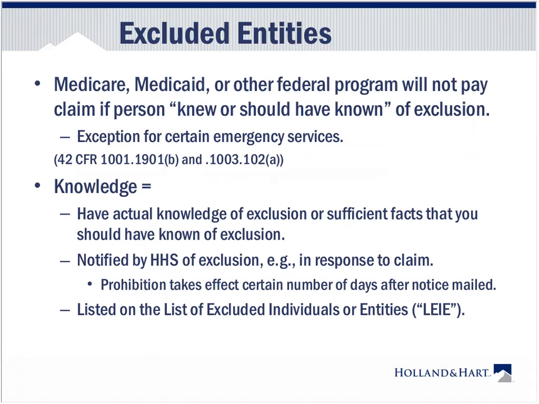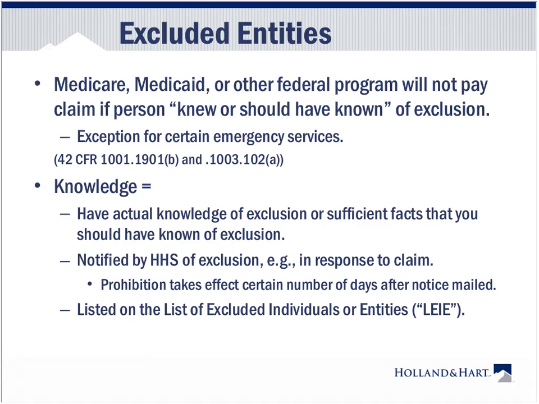So Medicare, Medicaid, or other federal programs will not pay a claim if the person knew or should have known of the exclusion. There is a limited exception for certain emergency services. But what does knew or should have known mean? What is knowledge? You have to have actual knowledge of the exclusion or sufficient facts that you should have known of the exclusion. For instance, if you're notified by HHS of the exclusion, for example, in response to a claim, where they say, we're going to pay this once, but take a look at this guy's excluded. The prohibition will take effect a certain number of days after the notice is mailed.